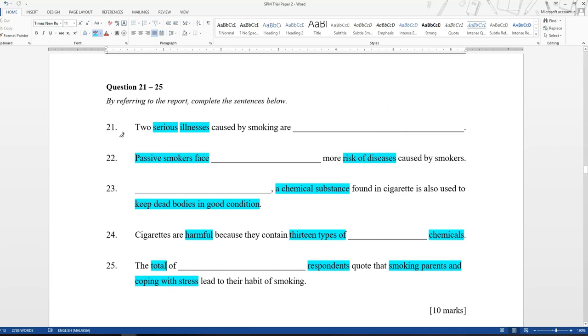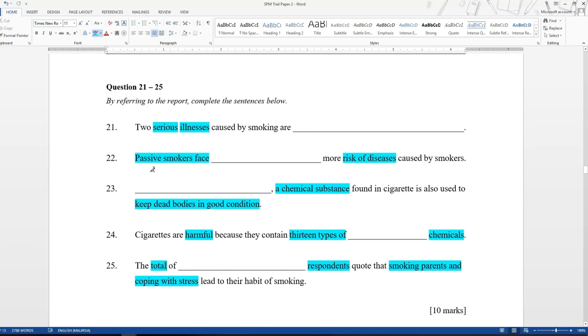So question 21, 2 serious illnesses caused by smoking are, so they want you to fill in the blanks with 2 serious illnesses. Illnesses are also known as sickness, disease. In Malay, you would call this penyakit. So 2 serious illnesses, you need to write them in the blank here.